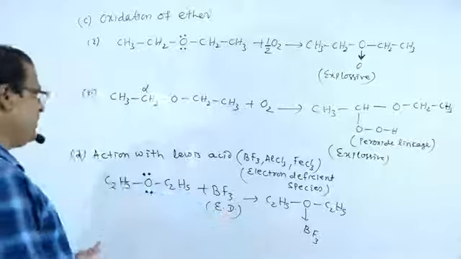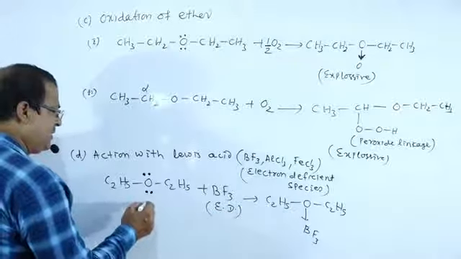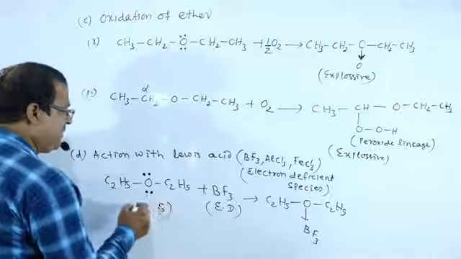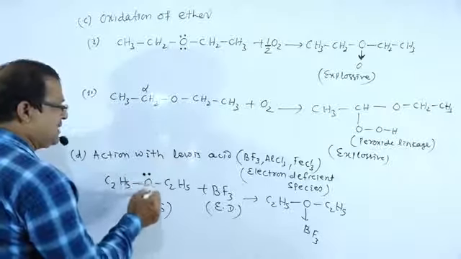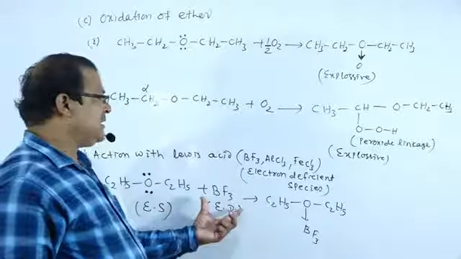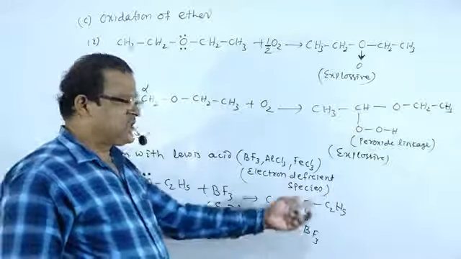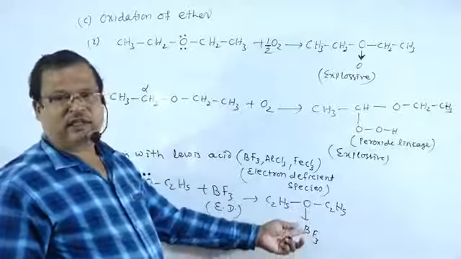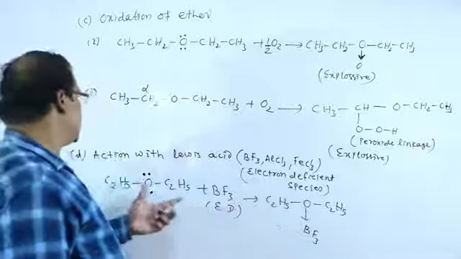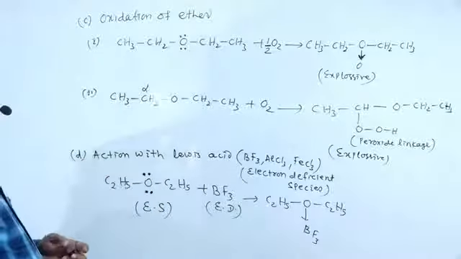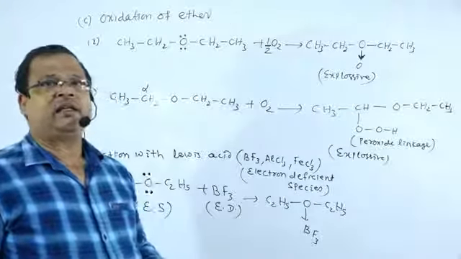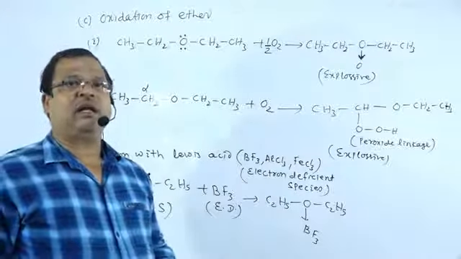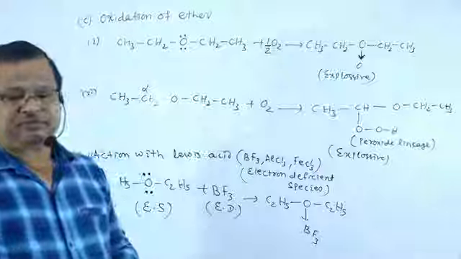Because we know the ethers are electron sufficient because they contain lone pairs of electrons. These are treated as electron sufficient species, and BF3 is electron deficient. So there is the formation of coordinate covalent or dative bonds, and this is regarding the different chemical properties of the aliphatic ethers. Next we will go for the aromatic ethers.